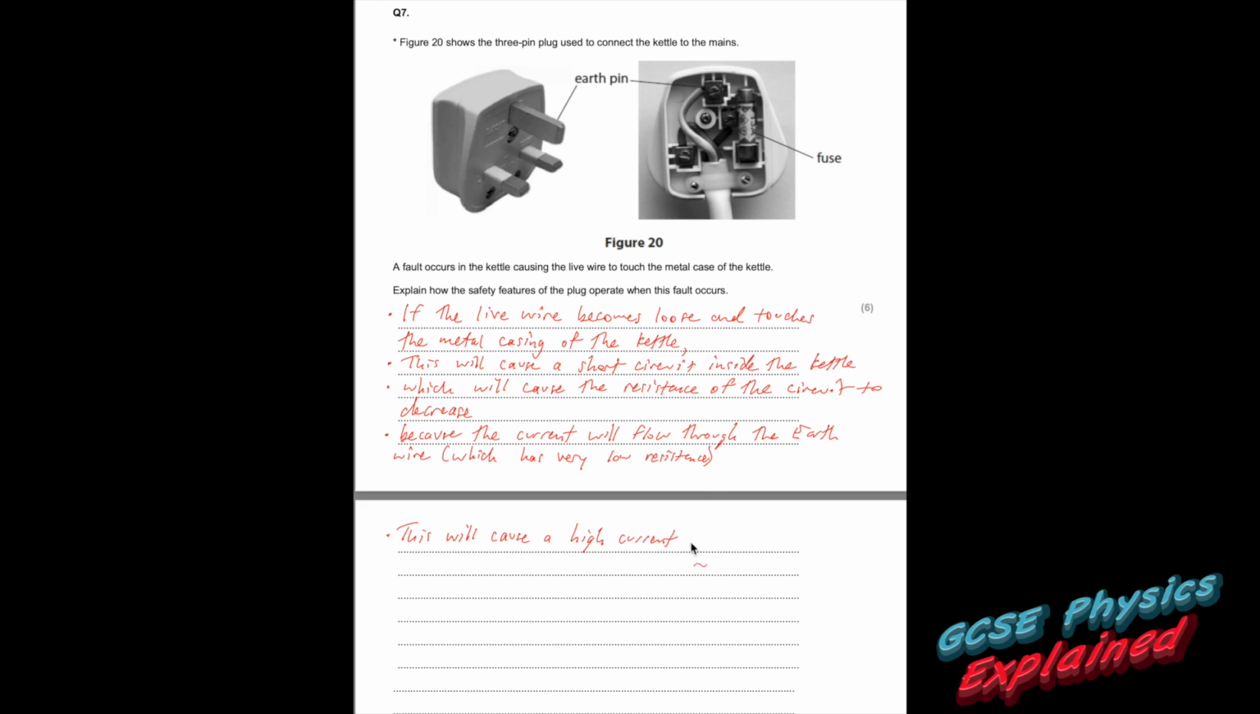Now remember, before the current goes through the live wire, it's got to go through the fuse. If suddenly there's a big current coming in, that'll blow the fuse. Because the fuse, remember, is a thin wire with a low melting point. And if you've got a large current, that causes the wire to get hot, which melts the fuse wire and breaks the circuit.